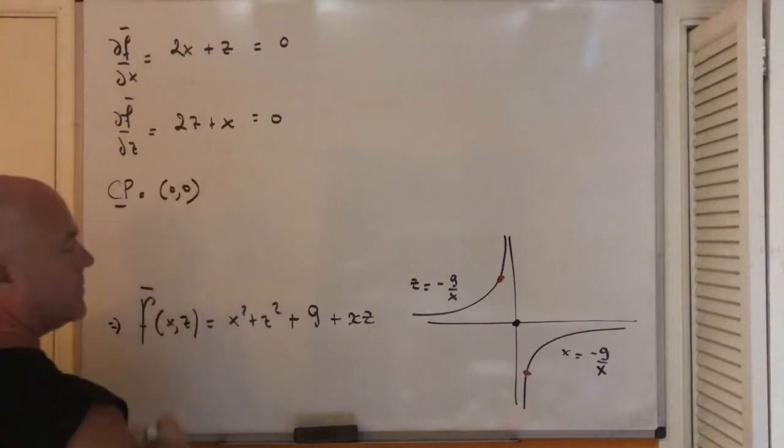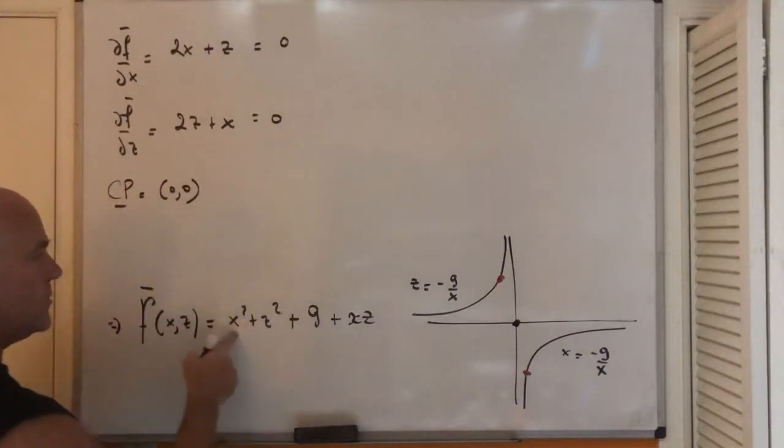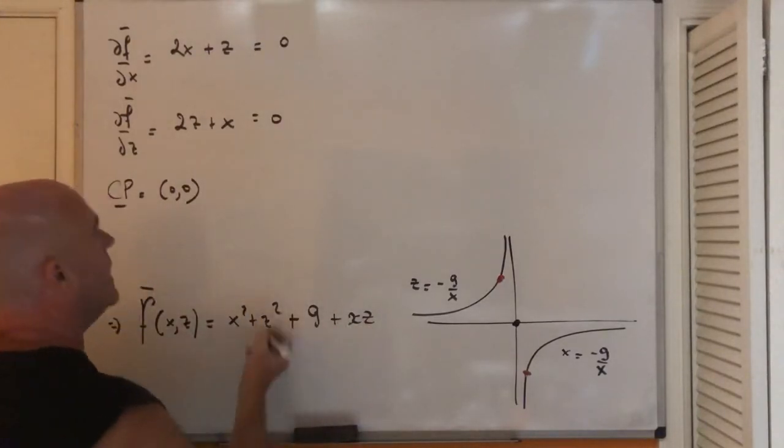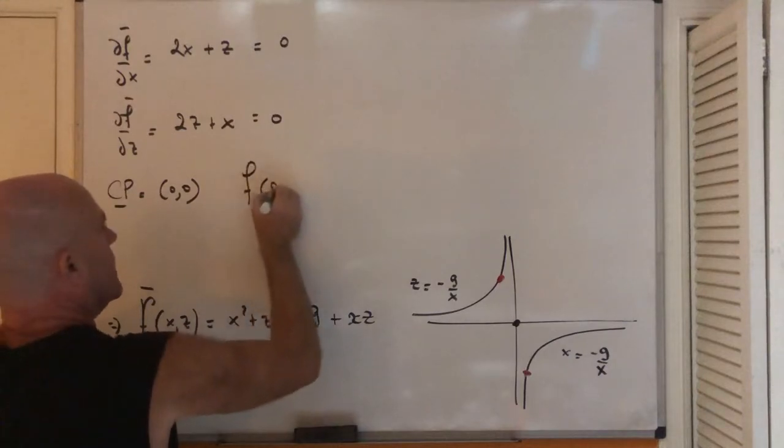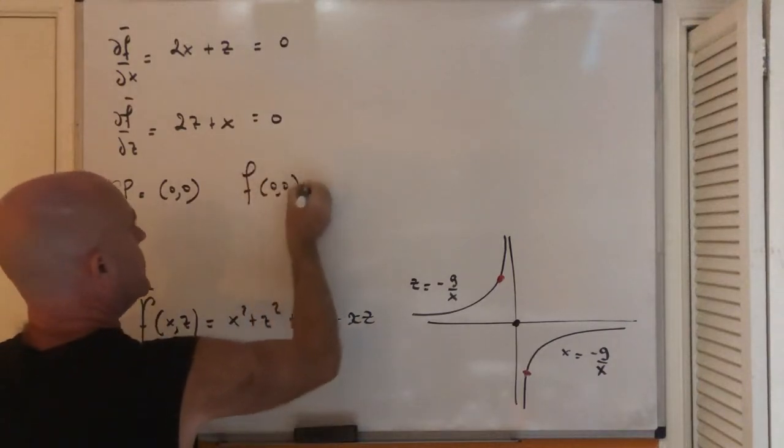What is the critical value? Well, for x and z equal to 0, I have f of (0, 0) equal 9.